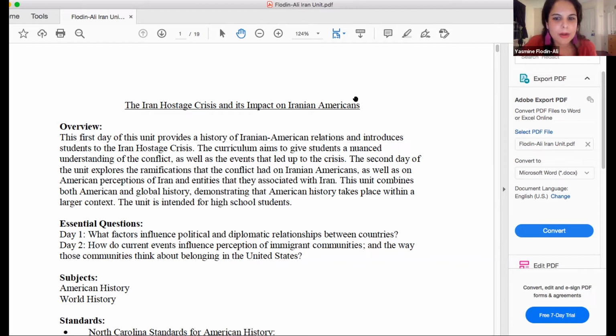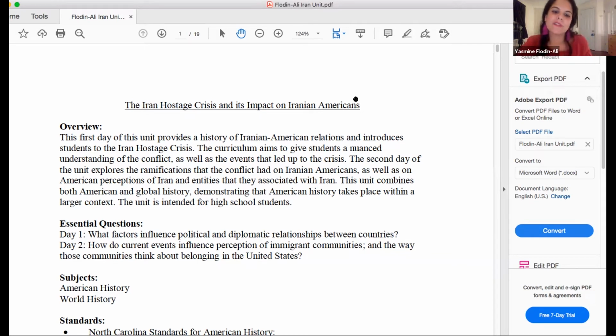And so I think that we pretty much covered the overview there. Essential questions for day one: what factors influence political and diplomatic relationships between countries? So what goes into the way that countries perceive each other is a really big question, but I think an interesting one and one we can definitely start to tackle.